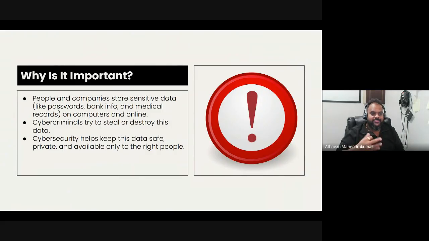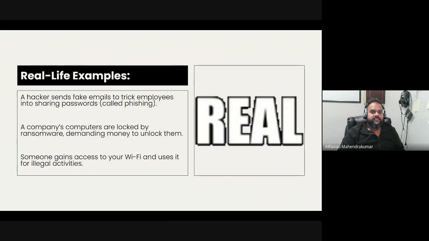Okay, there's 3 layers. We call it the CIA triad, which is confidentiality, integrity, and availability. So that's why in here it says cybersecurity helps keep this data safe, private, and available. These 3 are very important in cybersecurity. A real life example is a hacker sends a fake email to trick employees into sharing the password. This is called phishing. Okay, you might have heard this. A company's computers are locked by ransomware, demanding money to unlock them. Someone gains access to your Wi-Fi and uses it for illegal activities.